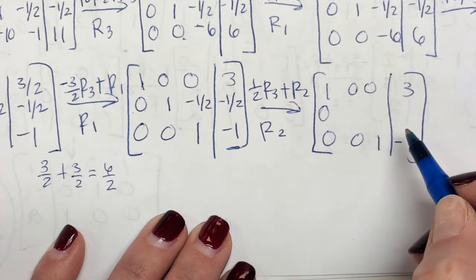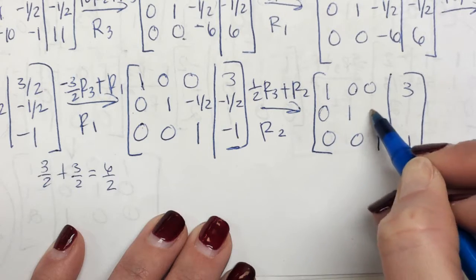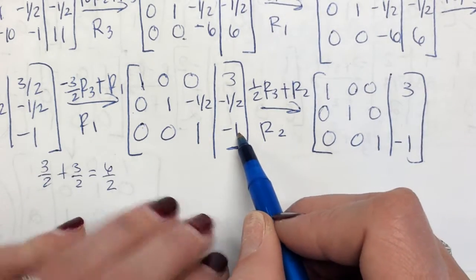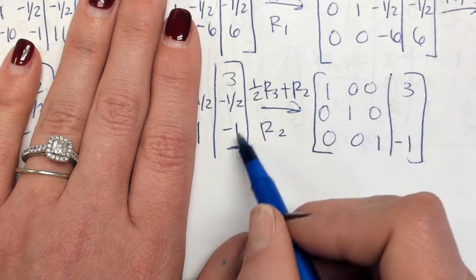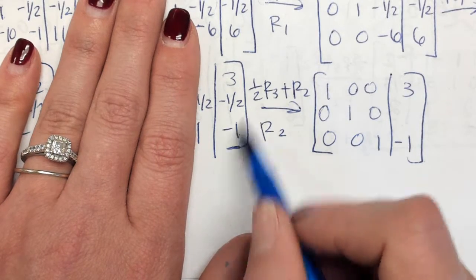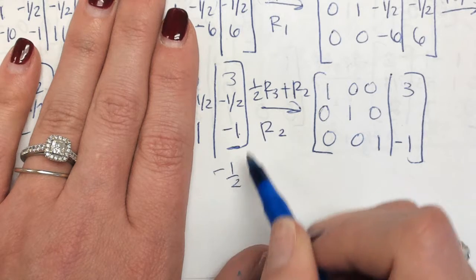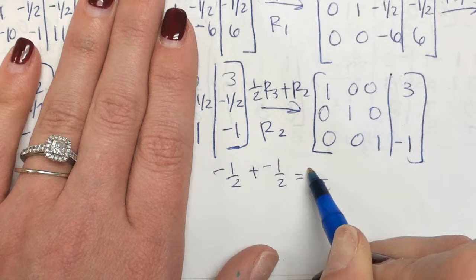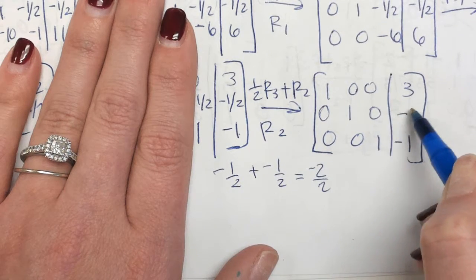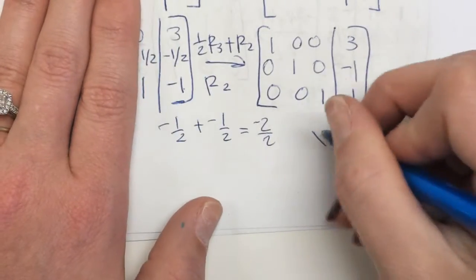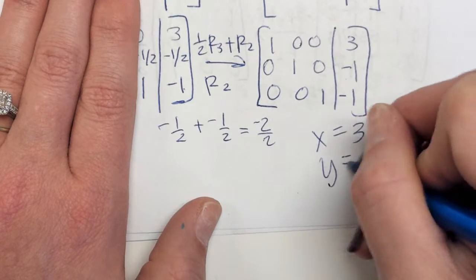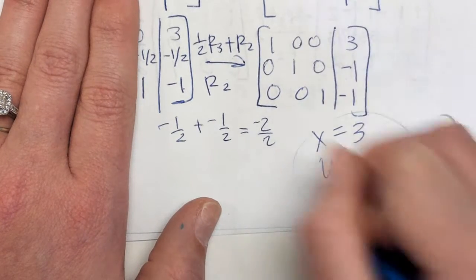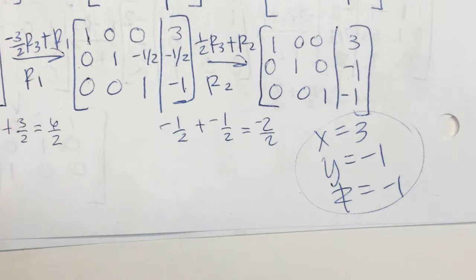For this one, what's this place going to be? 0. Next one. Next one. Good. And now right here we have negative 1 times 1/2. That's going to be what? Negative 1/2 plus this negative 1/2 will give us negative what over 2? So our answer? Perfect. So X is, Y is, Z is. Good. And this is how all your answers should be. The fractions should always cancel out. You'll get nice, easy numbers.